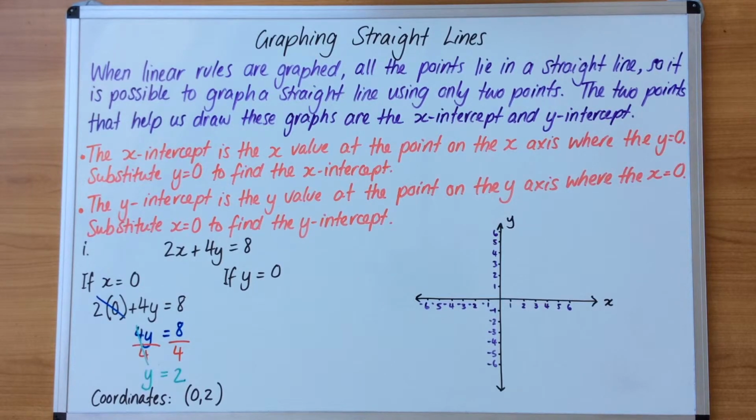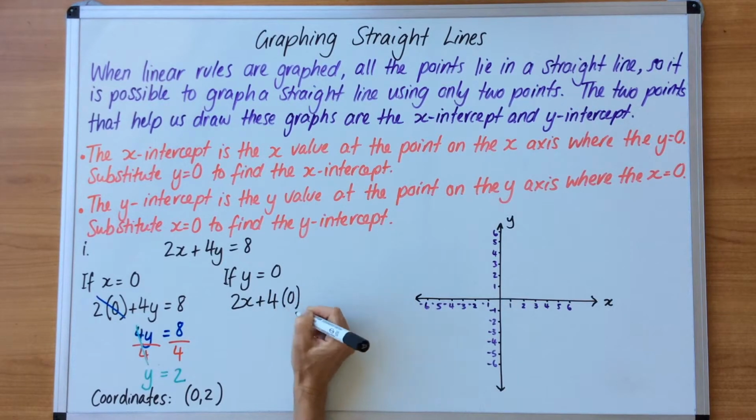We're going to do exactly the same thing now on the right-hand side for y. So if y equals 0, I'm now going to recreate this equation and substitute the value of y for a 0. So we write down 2x plus 4. Now it's 4 times y. Y is going to be a 0 and equals 8. You have to put the brackets around the 0. You don't put times 0.